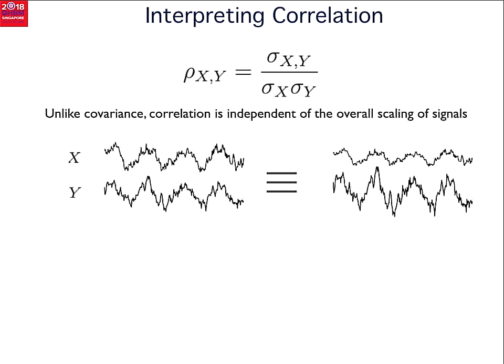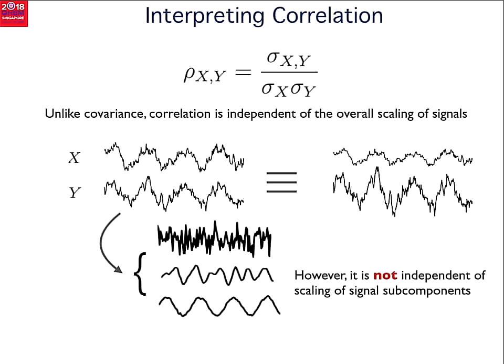However, correlation has a problem if your signals are made of many components, as we do have in functional MRI. Because here the correlation is not going to be independent of the scaling of the separate subcomponents of the signals that we're comparing. So if, for example, the simple measurement noise levels across two conditions vary, that's going to affect our correlation, despite its apparent robustness to scaling.